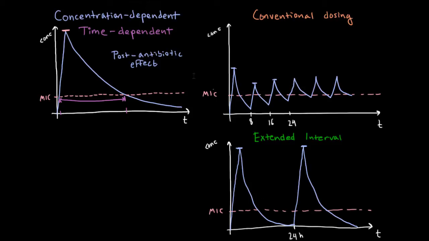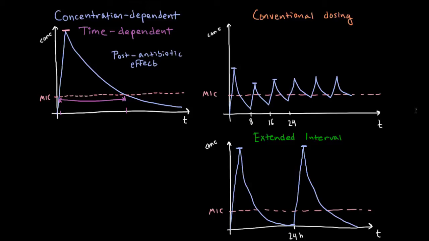But if these drugs were time-dependent antibiotics, then let's look at how much time they spend over the MIC. This one is spending a couple hours here, but then you have all this time here where it's not over the MIC. Whereas over here with the conventional dosing, you see that you're spending more time over the MIC. So if aminoglycosides were a time-dependent antibiotic, extended interval dosing would not be as good as conventional dosing, but because they're concentration dependent, it is as good. So both are effective for killing bacteria.